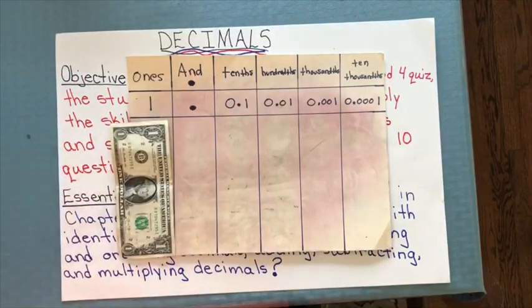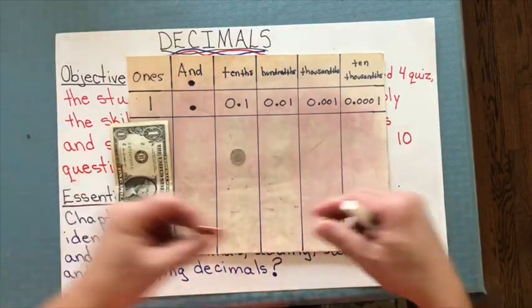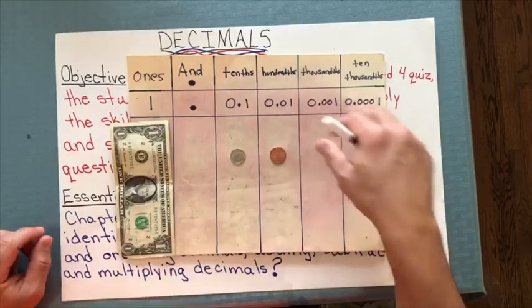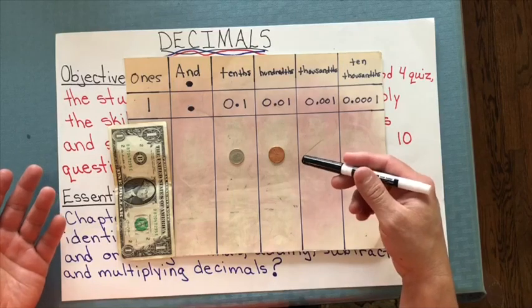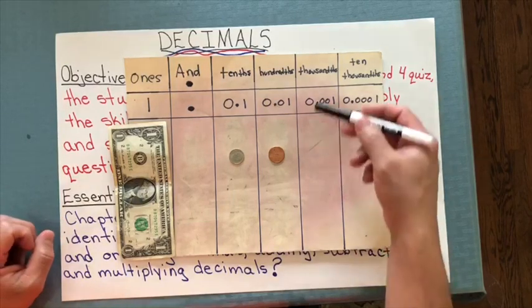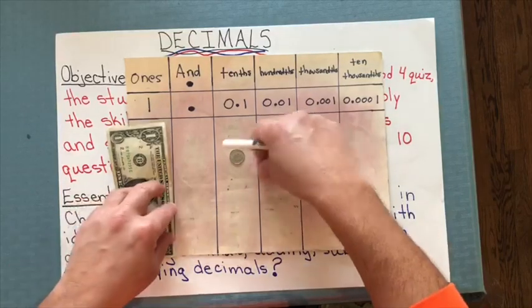Okay? Another way of showing you the values of this is to also show you with money. So we have a dollar bill, which will represent the ones spot. We have a dime to represent the tenths, and we have a penny to represent the hundredths. And in our number system, we don't have any value of money that is small enough to represent thousandths, just to show you how small thousandths really are.